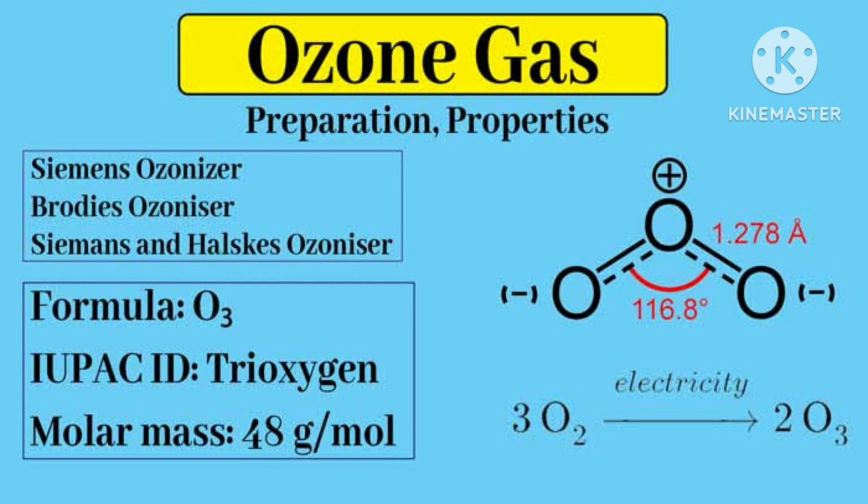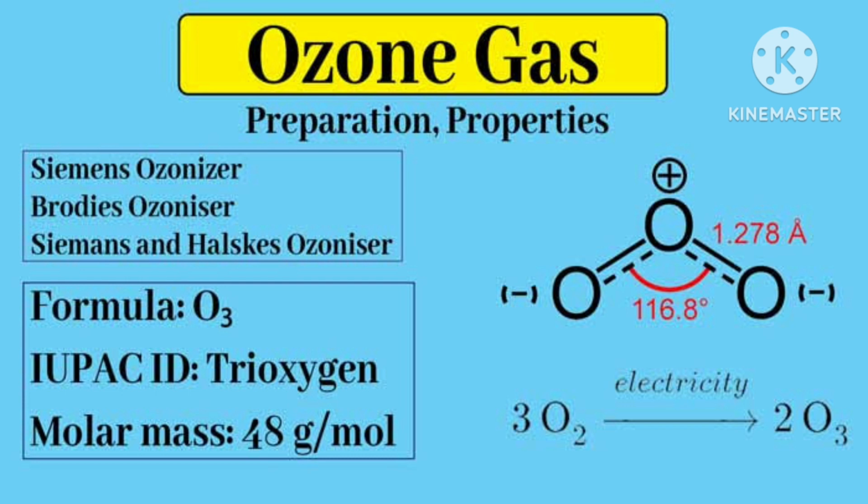Now I told you about the oxides. Now I am going to discuss ozone, O3. Ozone is an allotropic form of oxygen. It is too reactive to remain for long in the atmosphere at sea level. It is very reactive.